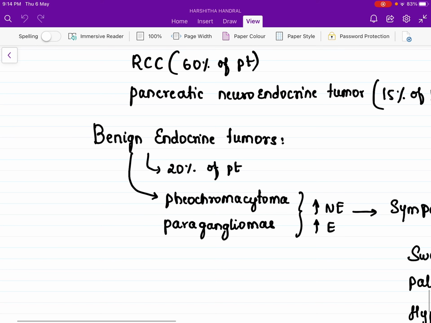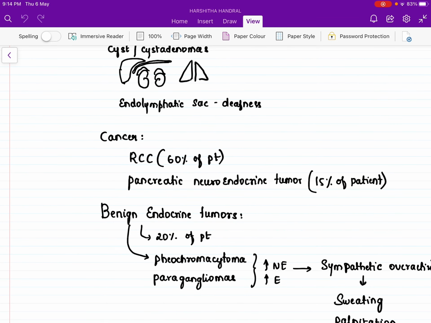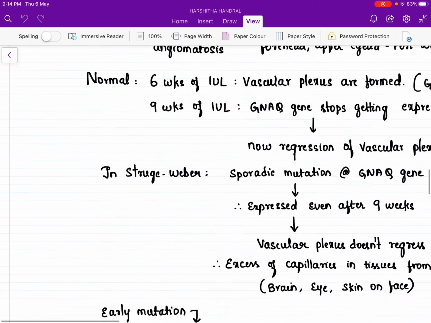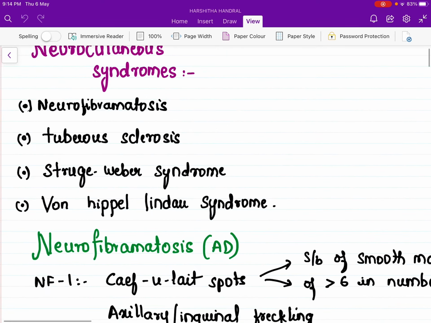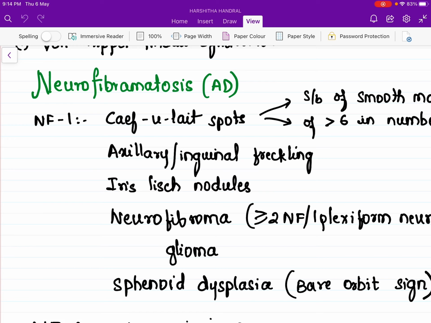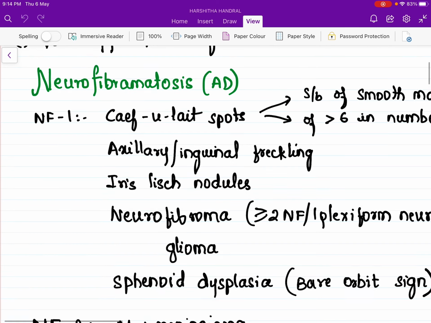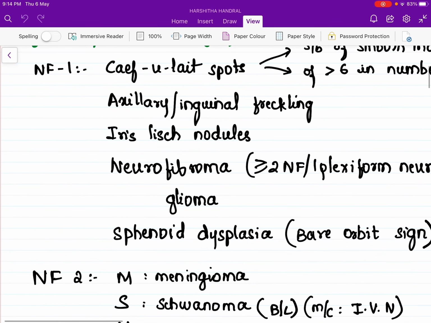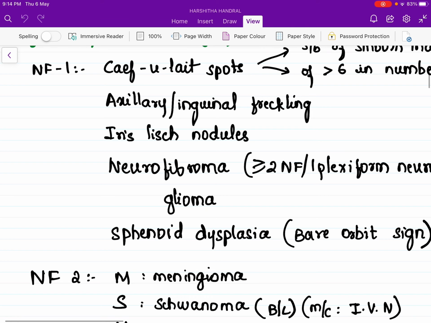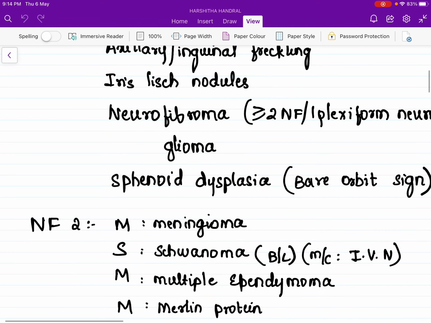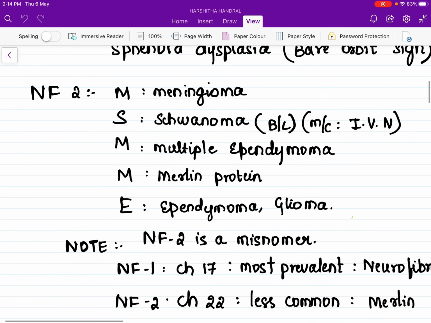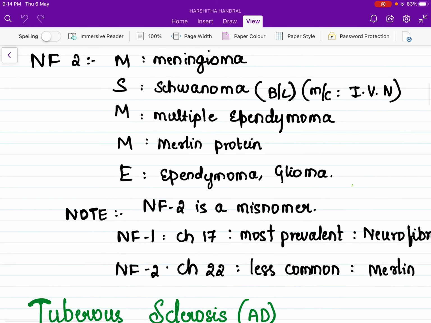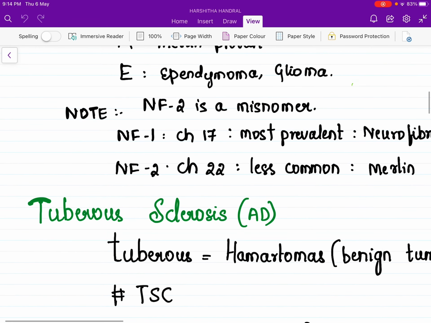So this is all about a few of the important and must-know points regarding the neurocutaneous syndromes. I just want to tell you, we'll revise only important points of each of them, that is neurofibromatosis, two varieties, 1 and 2. In the 2 it is actually a misnomer, it doesn't have neurofibroma, and in 1 you know the Kaplan spot, neurofibroma, Irish nodules and frecklings and bare orbit sign, and NF2 you can remember the mnemonic MISME. So NF2 is the Merlin defect, NF1 is the neurofibromin defect, the chromosome associated with NF1 is 17, NF2 is 22.